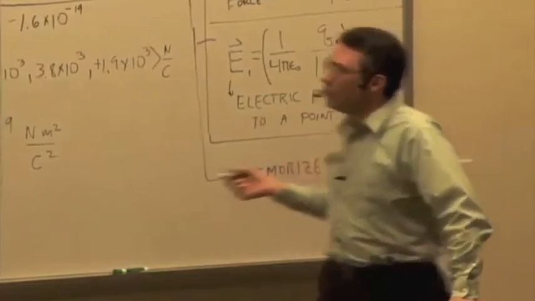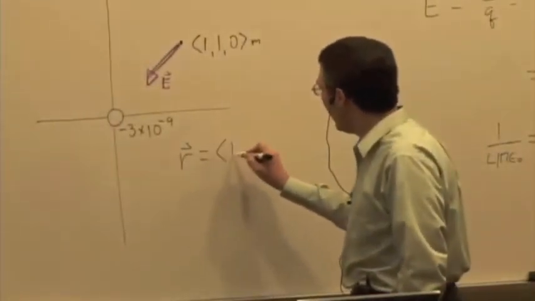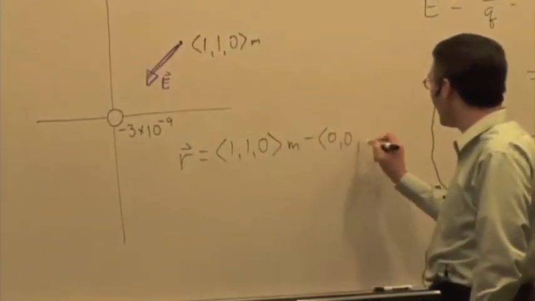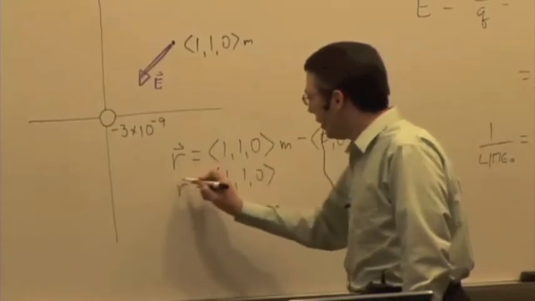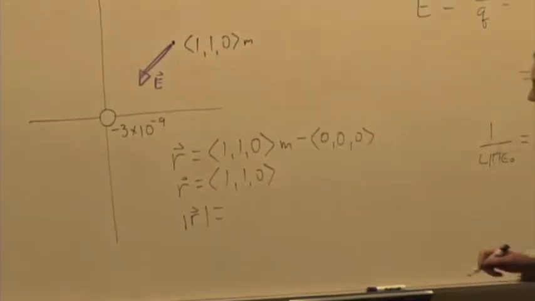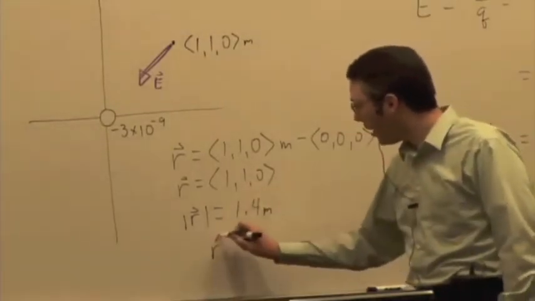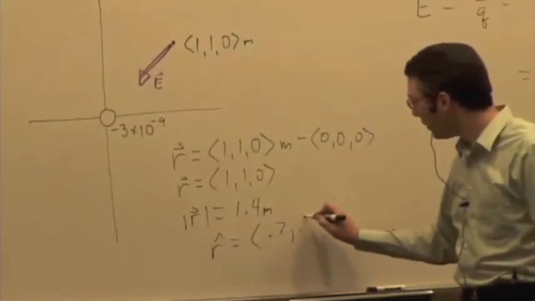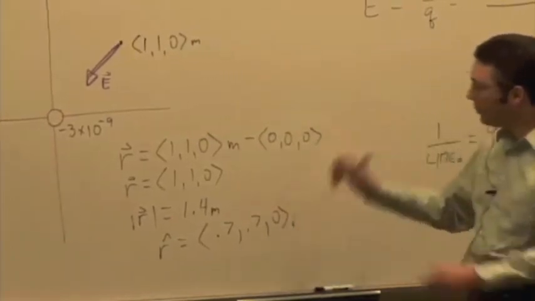At that point, we need to find r. Well, r is going to be final minus initial, right? 1, 1, 0 minus 0, 0, 0, so that's just 1, 1, 0. The magnitude of that vector is the square root of 2, right? So the magnitude is 1.4 meters. And so r hat is going to be approximately 0.7, 0.7, 0. And it's a unit vector, okay?